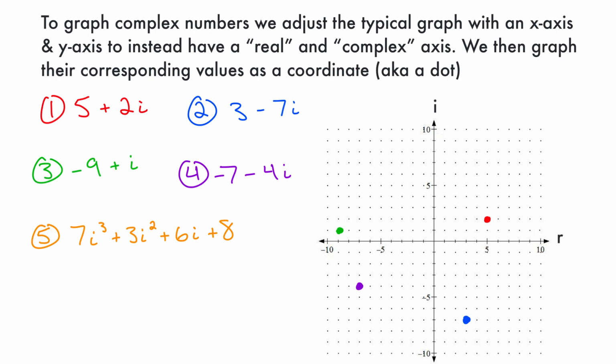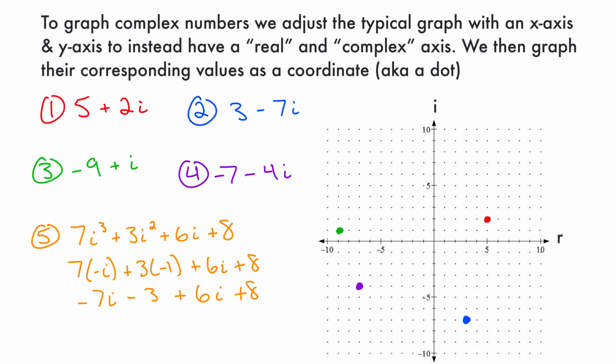Number 5 is where things get a little bit tricky, because before we can graph number 5, we have to simplify it, because we do not like exponents with our complex value i. So I have to simplify the i to the third power and i to the first power. Luckily, we went through a lesson on this. This is just 7 times negative i, because that's what i to the third turns into, plus 3 times negative 1 plus 6i plus 8. Simplify that further. We're going to get negative 7i minus 3 plus 6i plus 8.